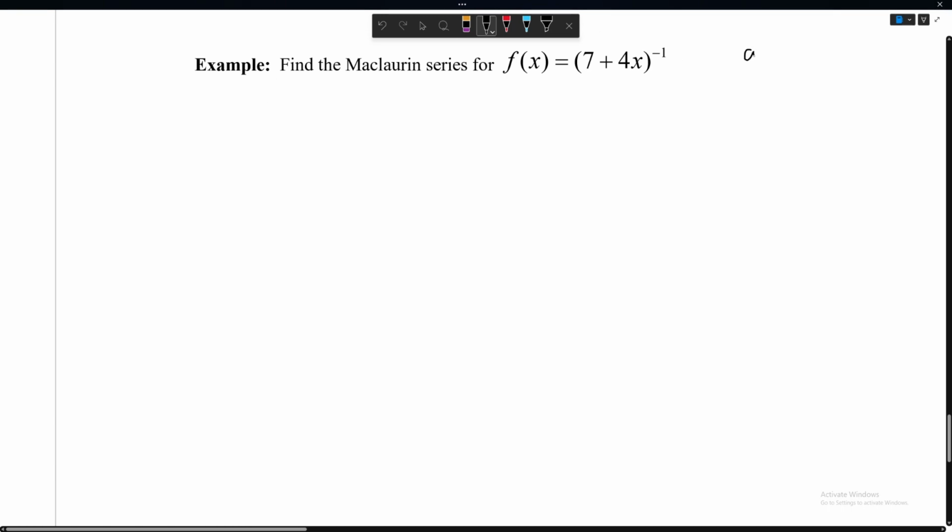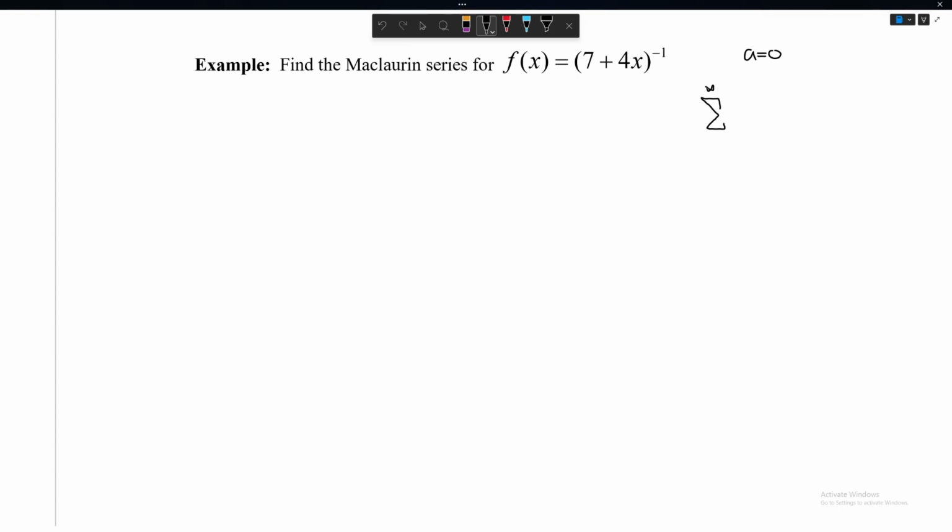So we know when the Maclaurin series a equals 0. And so if we do our equation, we have the sum from n equals 0 to infinity of f at n at 0 all over n factorial, x to the n. All right, and so now we're trying to find out f of n. We want to differentiate this until we see a pattern. And so let's do that.